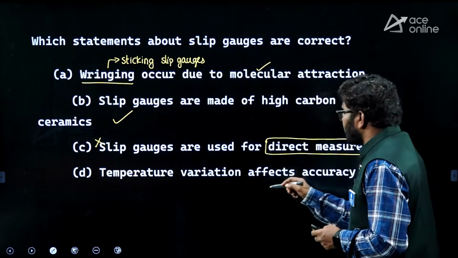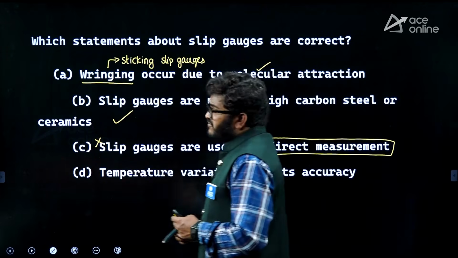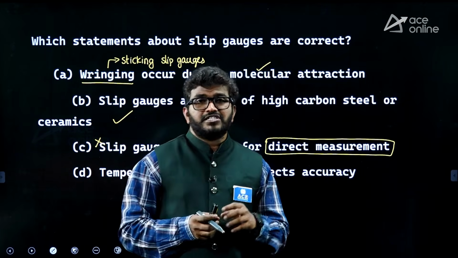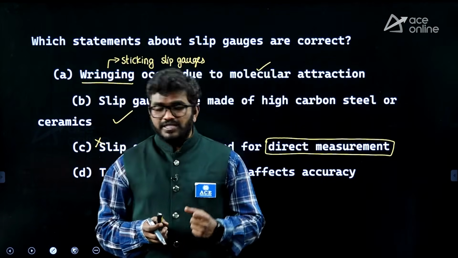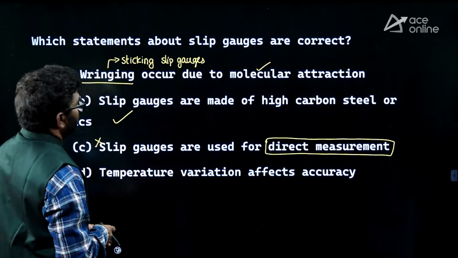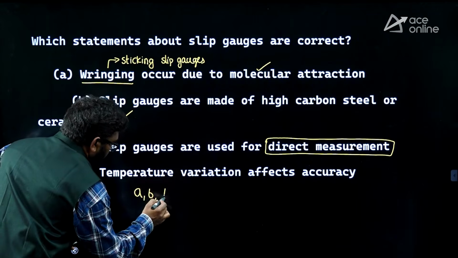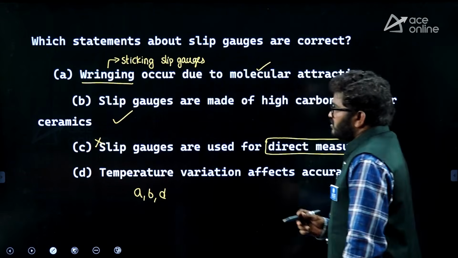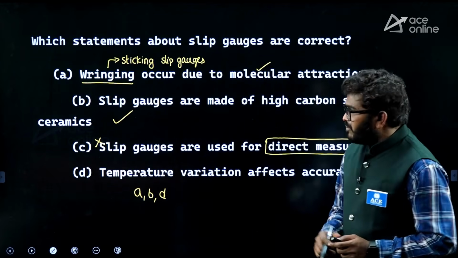Then, temperature variation affects the accuracy. Yes, because of the change in temperature there is expansion and contraction of the slip gauges. Due to that, you will get micro level errors. That's why, out of these four statements, statement C is wrong. So the answer is A, B and D. I hope you understood.